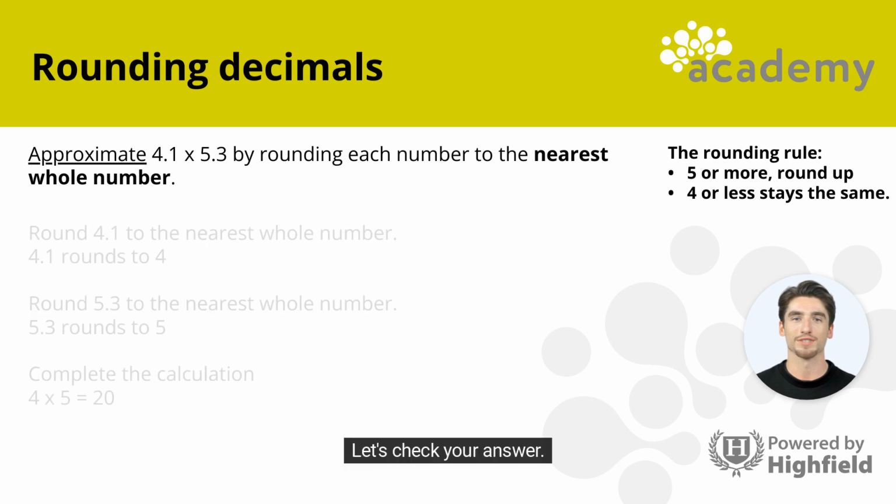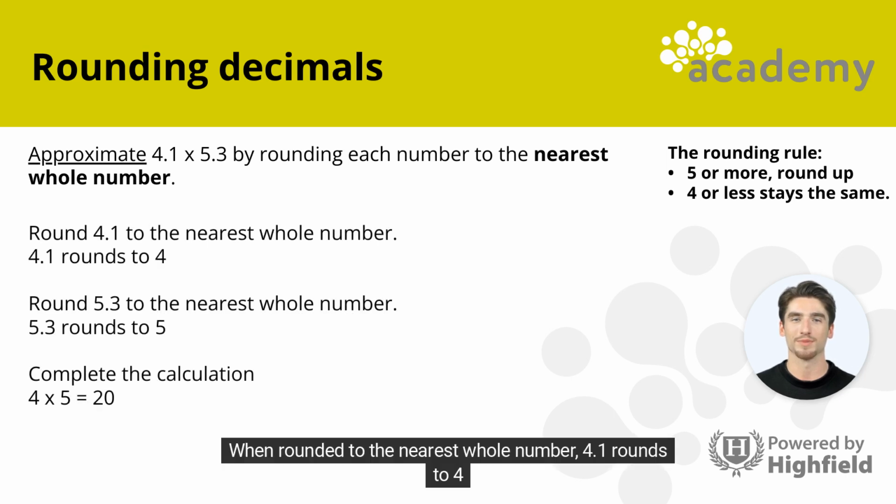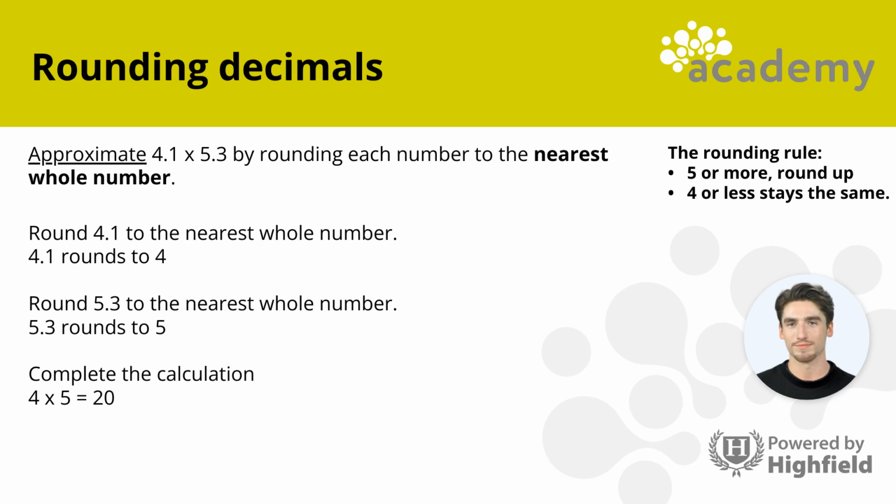Let's check your answer. When rounded to the nearest whole number, 4.1 rounds to 4. 5.3 rounds to 5. 4 multiplied by 5 equals 20. The answer is 20.